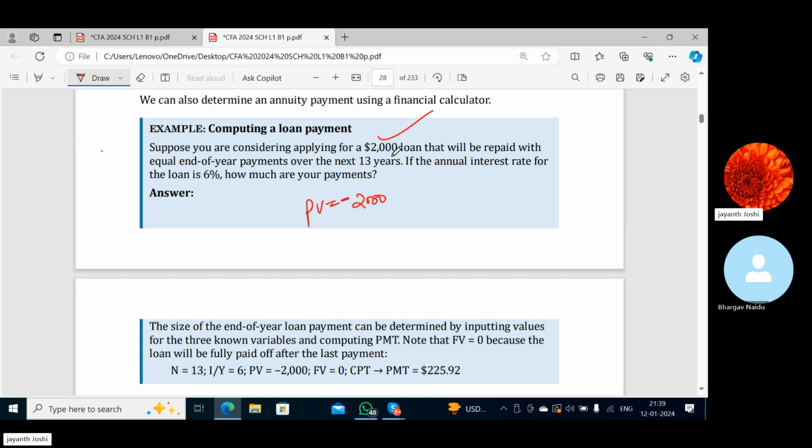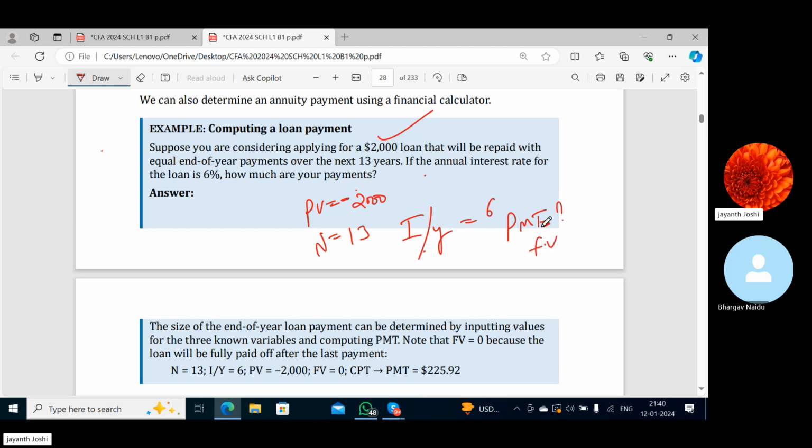Suppose you are considering applying for a $2,000 loan. Yes, that is the present value. And that will be repaid with equal end of year payments over the next 13 years. So I can say N is equal to 13. Annual interest rate, so I can say the I by Y. If the annual interest rate for the loan is 6%, then they're asking PMT is equal to question mark.